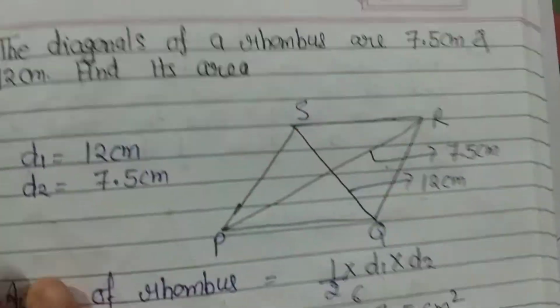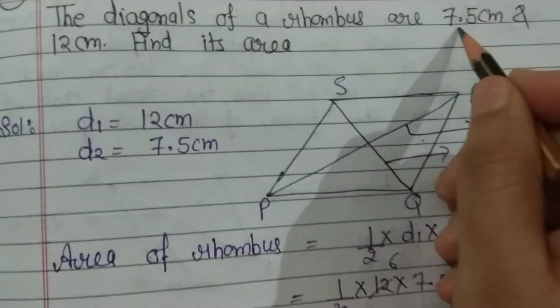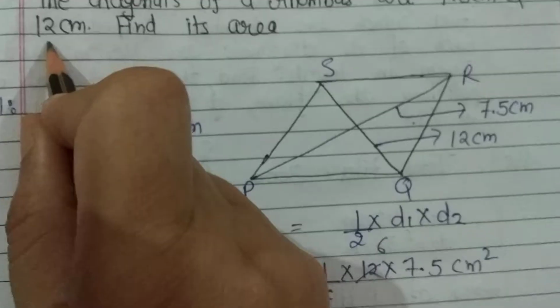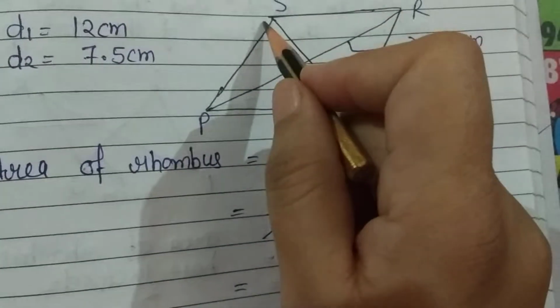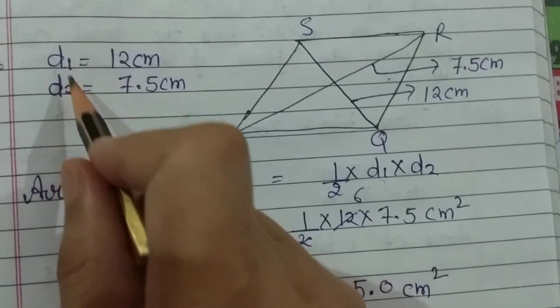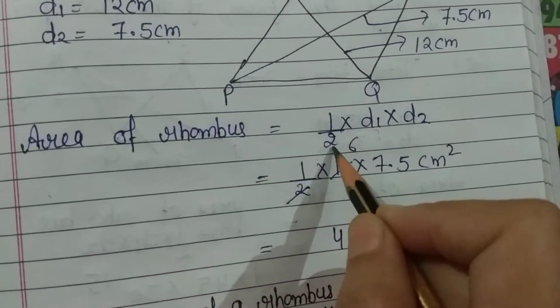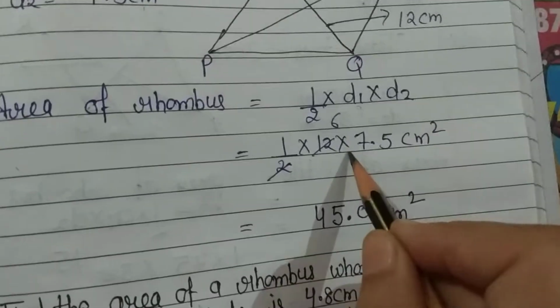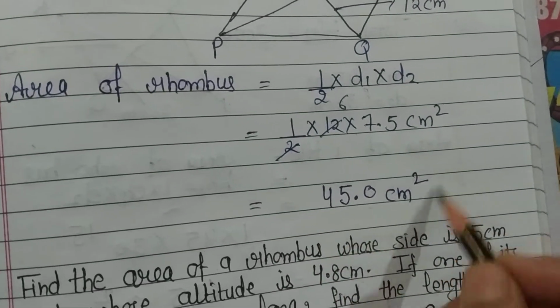Now question number 5. What is question number 5? The diagonals of a rhombus are 7.5 centimeter and 12 centimeter. Find its area. Now this is a rhombus. Diagonal D1, diagonal D2 both are given and the area of the rhombus is 1 by 2 into D1 into D2. Put the values and after calculation it is coming 45 centimeter square.